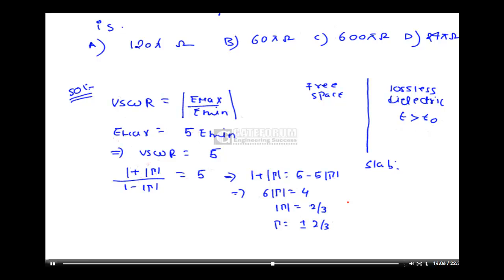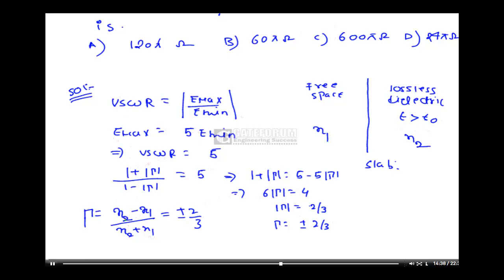What is tau? Tau is nothing but the reflection coefficient. How can I relate the reflection coefficient? Tau = (eta 2 - eta 1) / (eta 2 + eta 1), where eta 2 is the intrinsic impedance of medium 2 and eta 1 is the intrinsic impedance of medium 1. So this is equal to plus or minus 2/3. Here the confusion is whether it is plus 2/3 or minus 2/3.